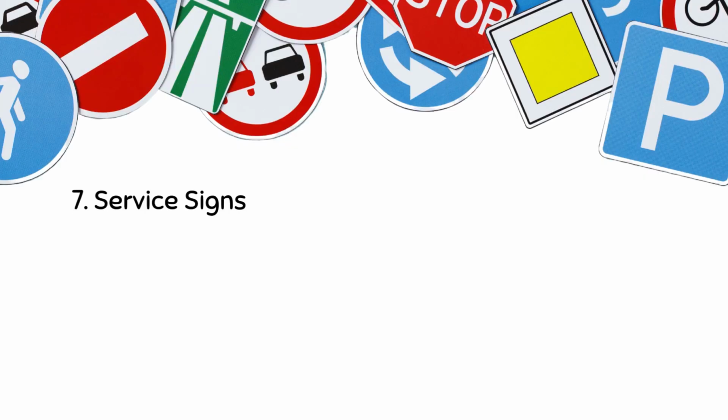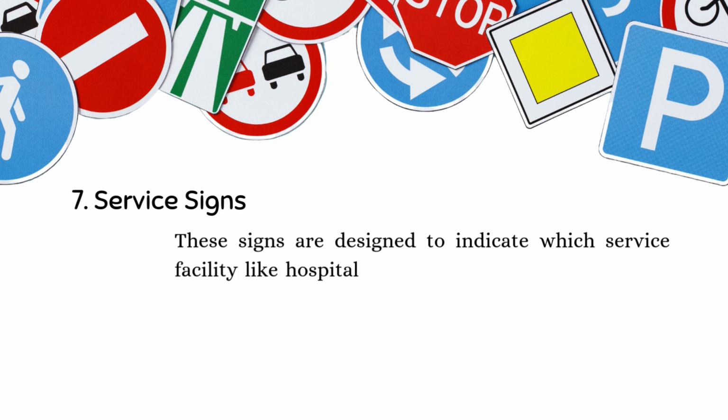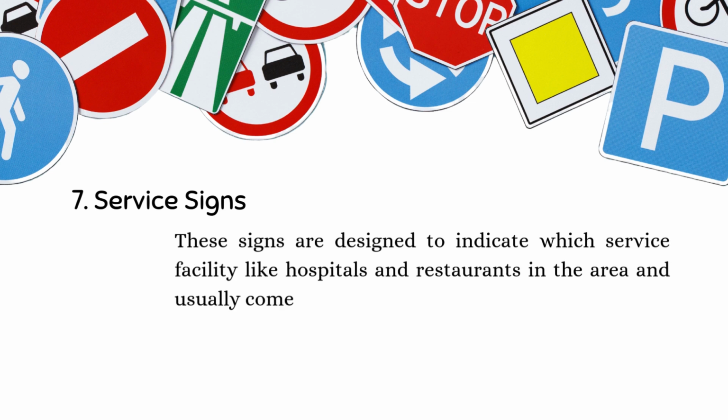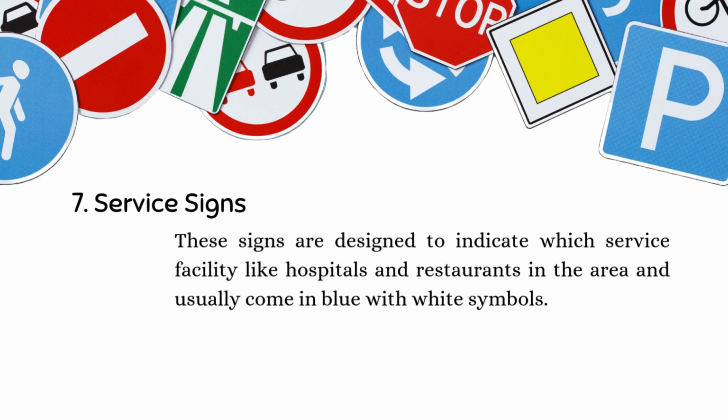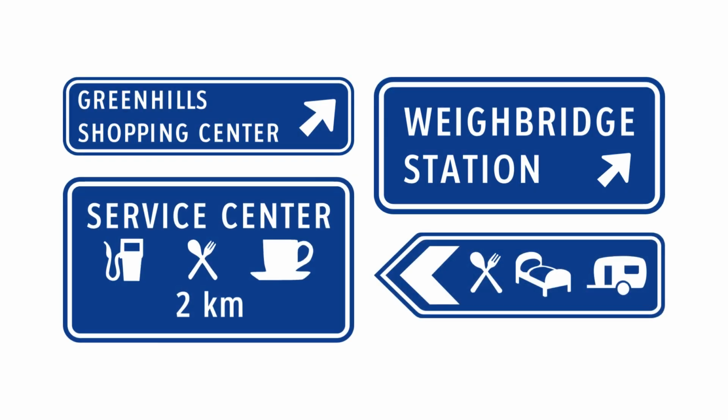7. Service signs. These signs are designed to indicate which service facility, like hospitals and restaurants, is in the area and usually come in blue with white symbols. These are examples of service signs.